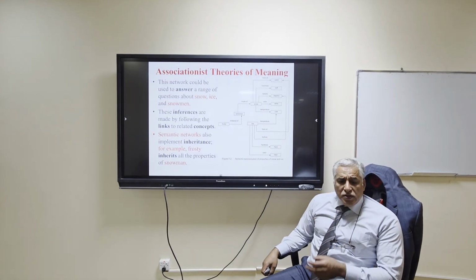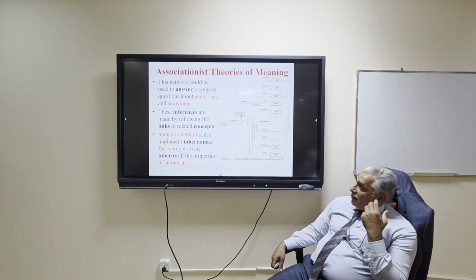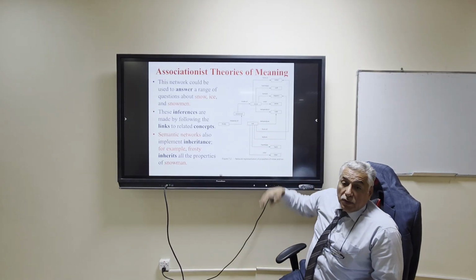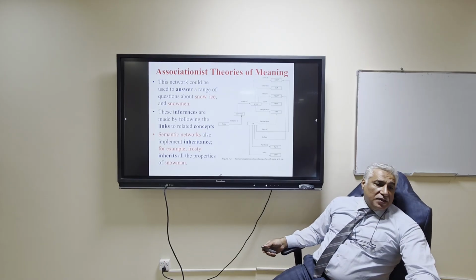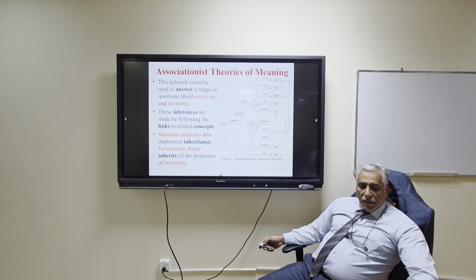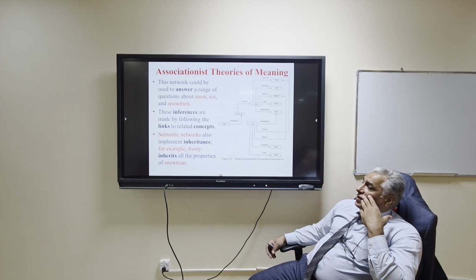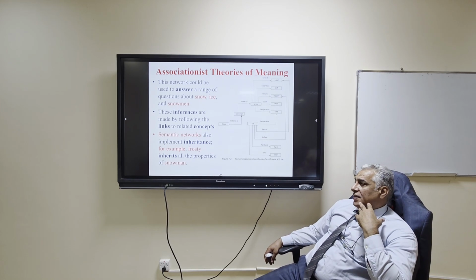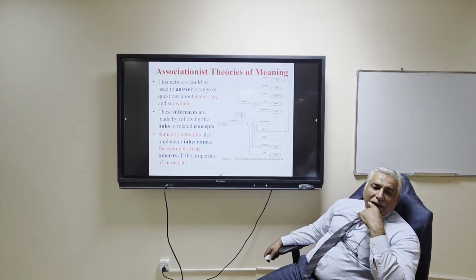This network could be used to answer a range of questions about snow, ice, and snowman. When asking about the snowman, the snow, or the ice, this network will help us answer any questions about these objects. These inferences are made by following the links to related concepts. Semantic networks also implement inheritance. For example, Frosty inherits all the properties of the snowman.